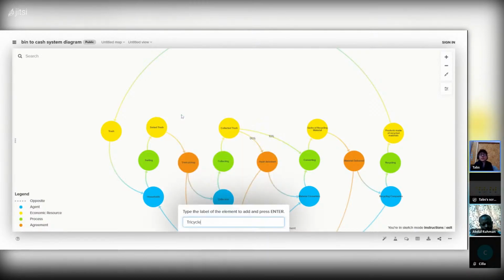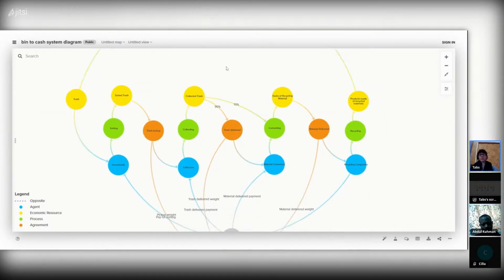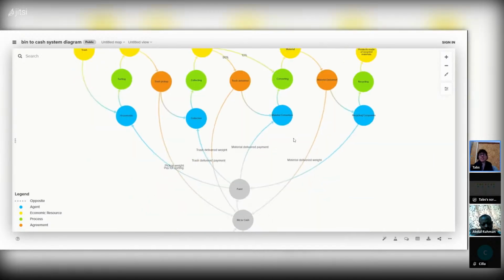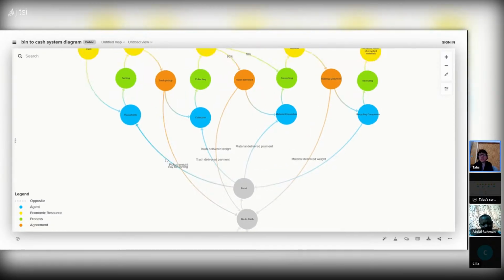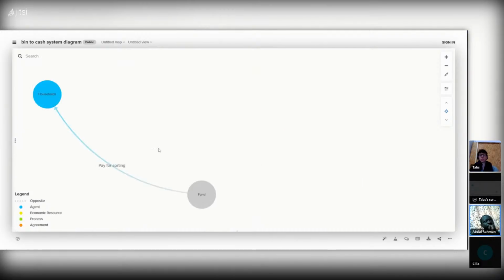I think it's a really awesome use case. The app isn't letting me add it for now, but I really like it. I really like it a lot.